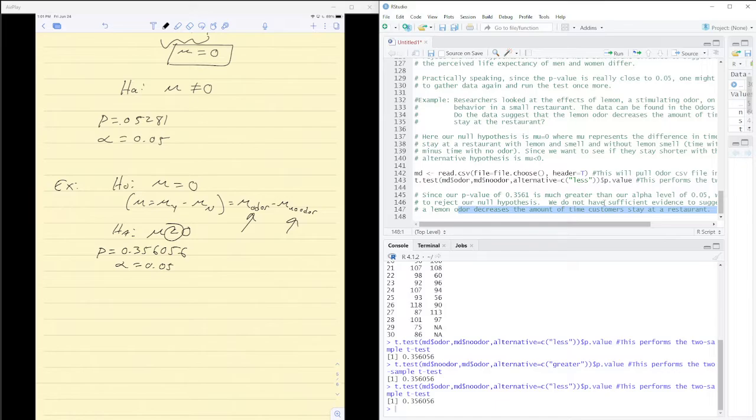And this would be interesting to know, because what if the p-value was really small? That would mean the odor does matter, right? Which can benefit the restaurant, because then the restaurant can leave out lemons to have a lemon scent to get people to stay in their restaurant for less time. And if customers get up from the restaurant in less time, then they can seat new customers faster and make more money. Right? So if the results were significant, they're not here, but if they were, then this could be a valuable business decision for the restaurant.